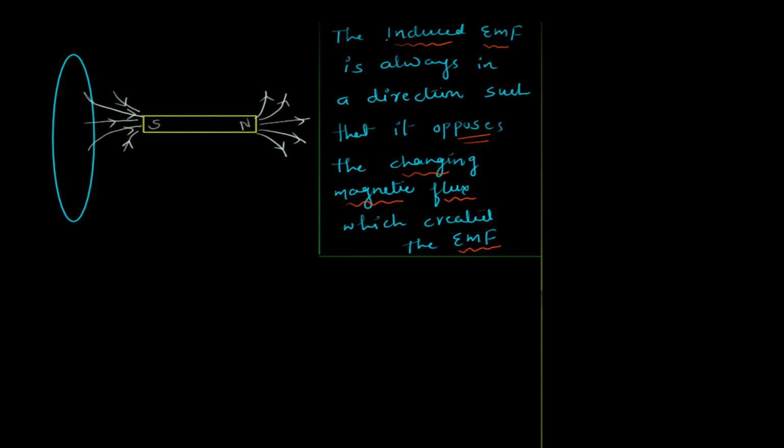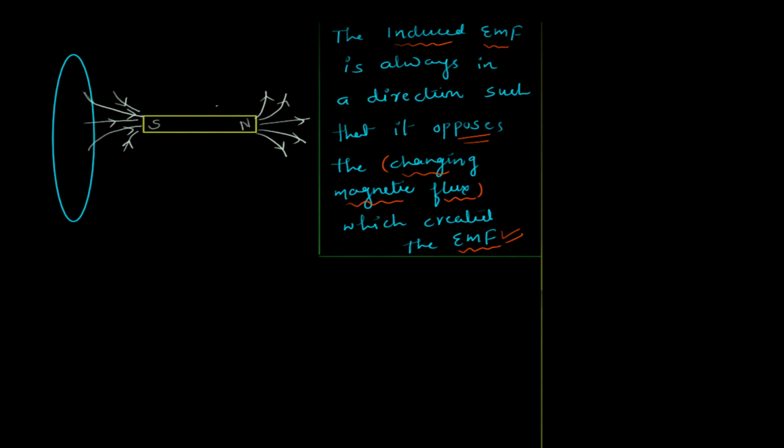So I'll read this again. The induced EMF is always in such a direction that it opposes the changing magnetic flux which created the EMF itself. So EMF opposes its own creator. Who's the creator? The changing magnetic flux, right? So if the flux is increasing, the induced EMF will try to reduce it, and if the flux is decreasing, then the induced EMF will try to increase it.